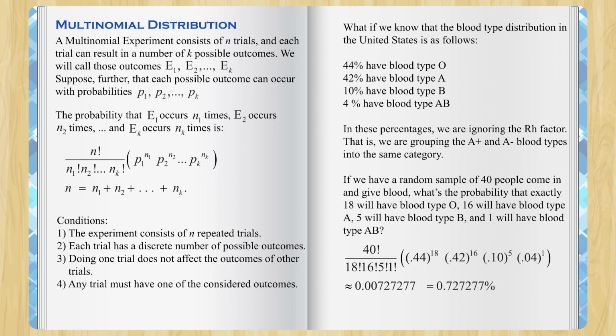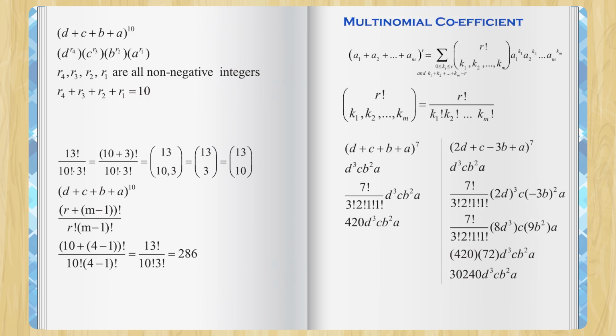However, within those applications, we are usually finding one specific term in the expansion of a much larger expression. For example, earlier we looked at the expansion of d plus c plus b plus a to the 7th power and wanted to find the term that included d cubed c b squared a, and we found it to be 420 d cubed c b squared a. However, we're also now able to determine that there would be 120 unique terms in that expansion. Using what we have discussed so far, it would be a bit tedious to find them all.